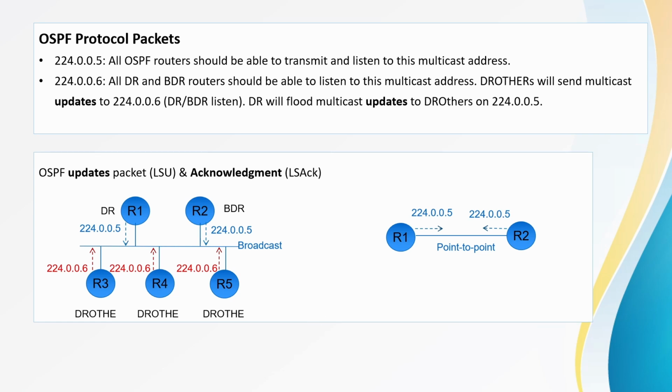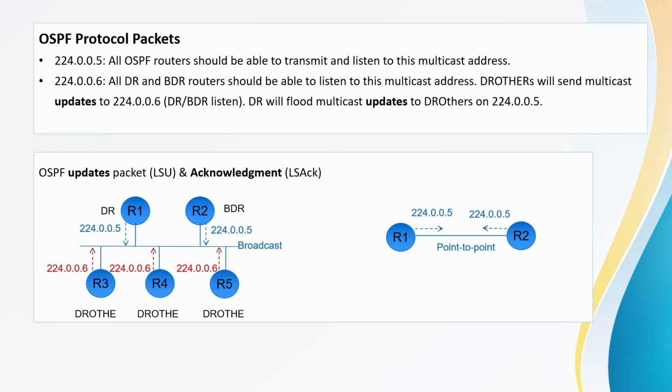Now, OSPF protocol packets use multicast IP addresses. 224.0.0.5 and 224.0.0.6 are heavily used in the OSPF protocol. For the multicast address 224.0.0.5, all OSPF routers should be able to transmit and listen to this multicast address. For the multicast address 224.0.0.6, all DR and BDR routers should be able to listen to this multicast address.